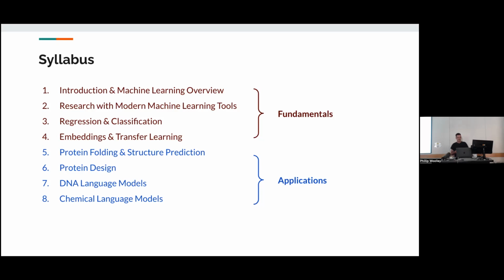The second application is in protein design, where we'll cover one paper from the Baker Lab on using state-of-the-art diffusion models to generate novel proteins. The third application is investigating DNA language models for variant mutation effects. And then the fourth is chemical language models for drug discovery.